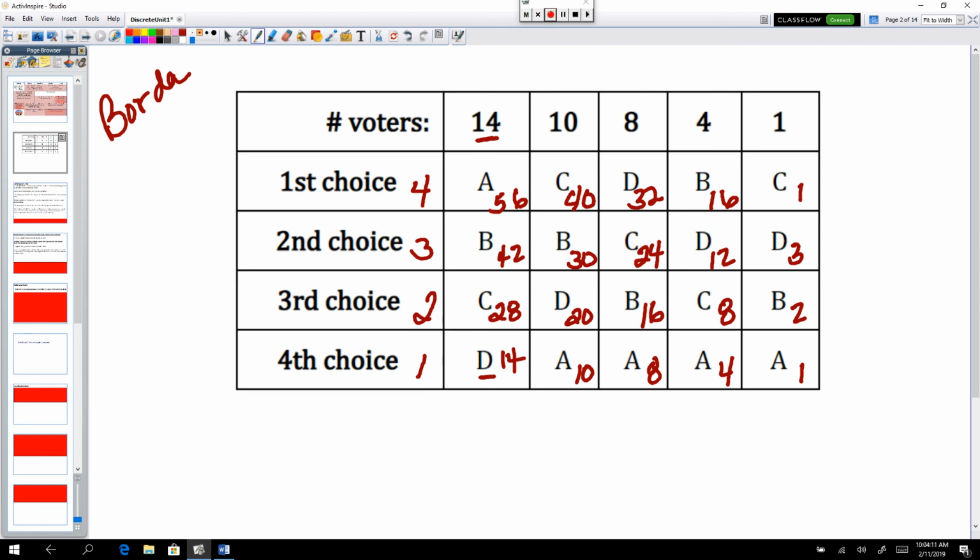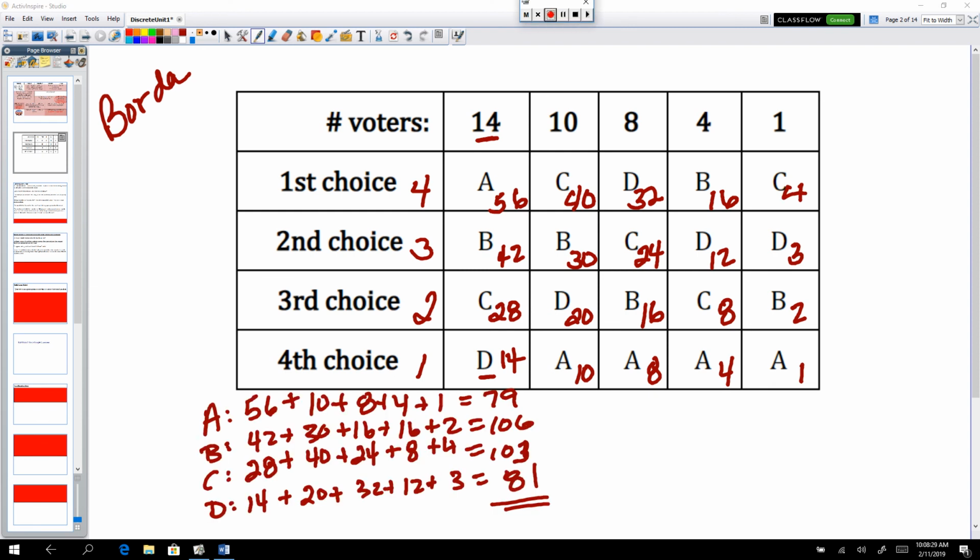That's how you award points to candidates. And as you can probably imagine, you would add all these points up and determine the winner based on the max number of points. Go ahead and pause the video and try to do that. Okay, hopefully you've had a chance to do that.